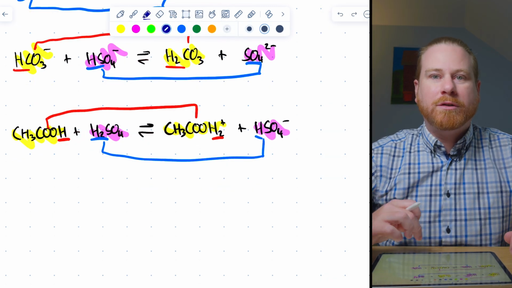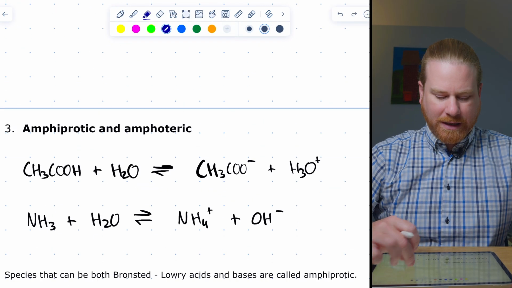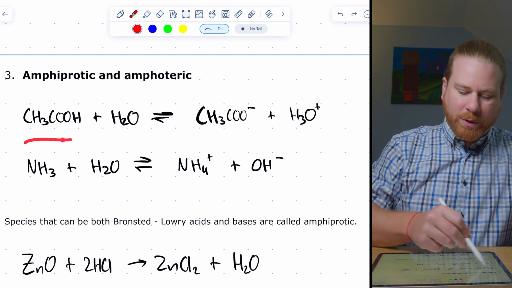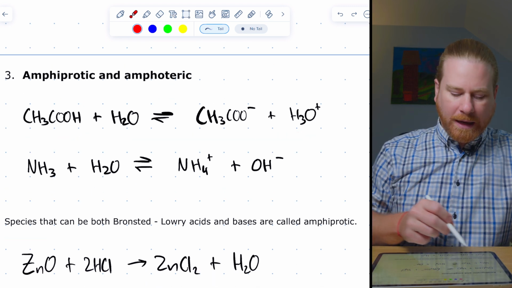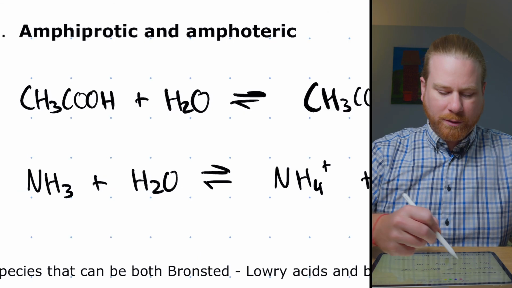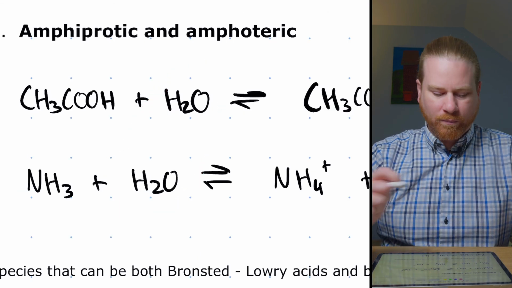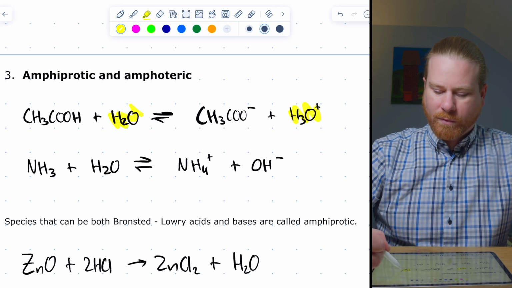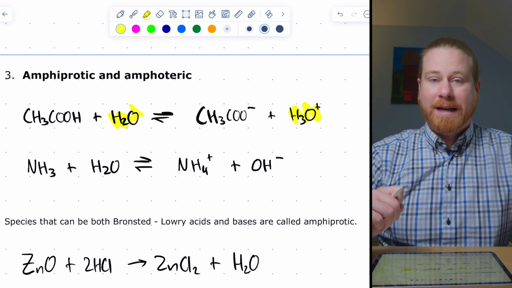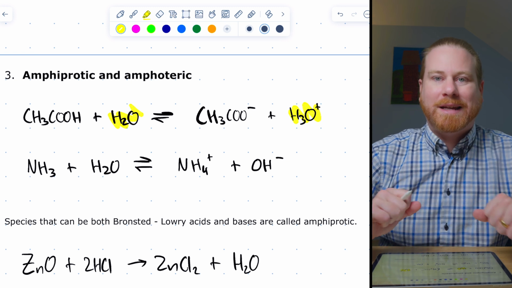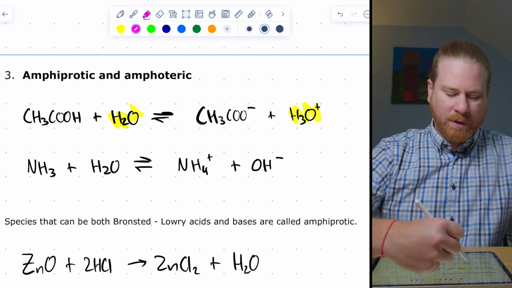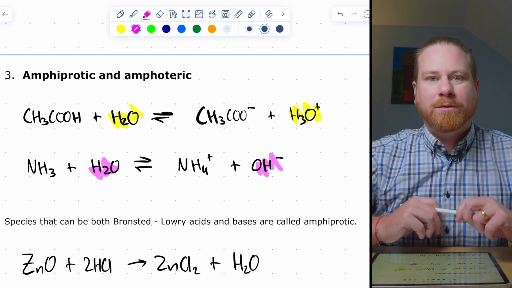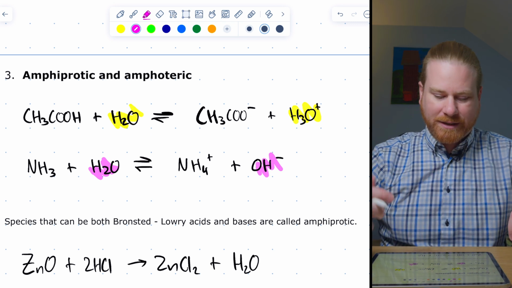Okay, now finally onto what it means to be amphiprotic and amphoteric. We have the same equation as we had earlier, and we're going to be comparing it to this equation, as both of them have water in. In our first equation, water has gained a proton, so therefore it has acted like a base. In this equation though, water has lost a proton, so therefore it has acted like an acid.